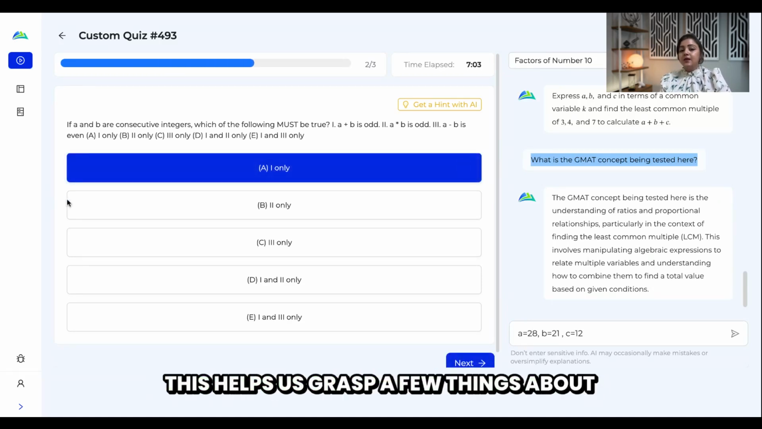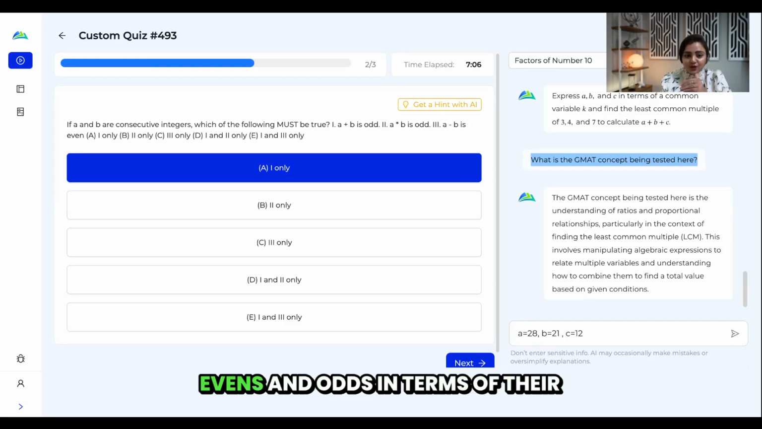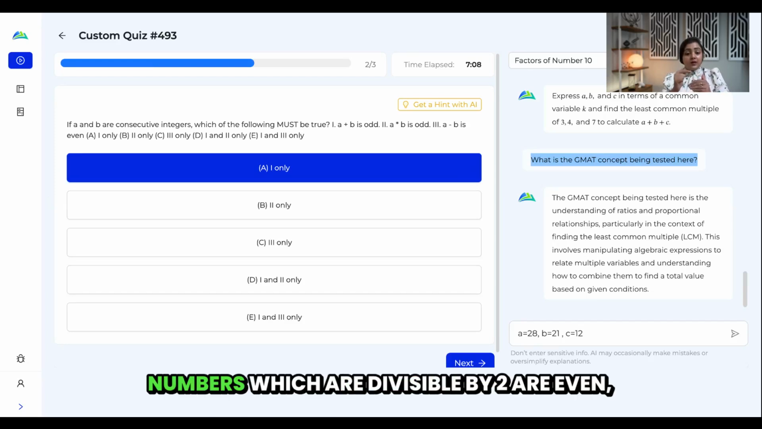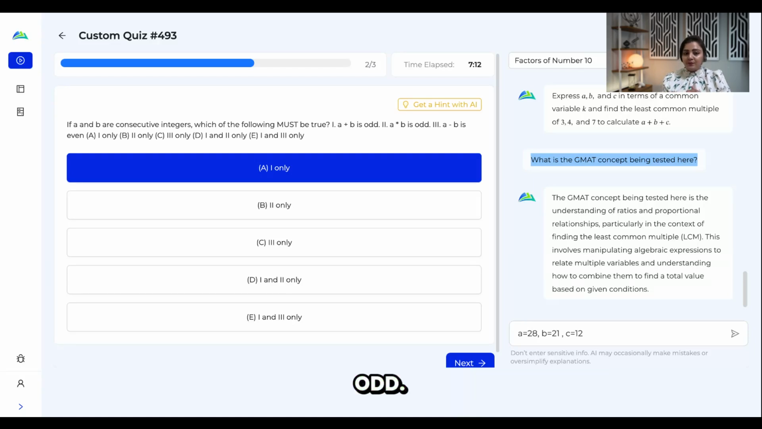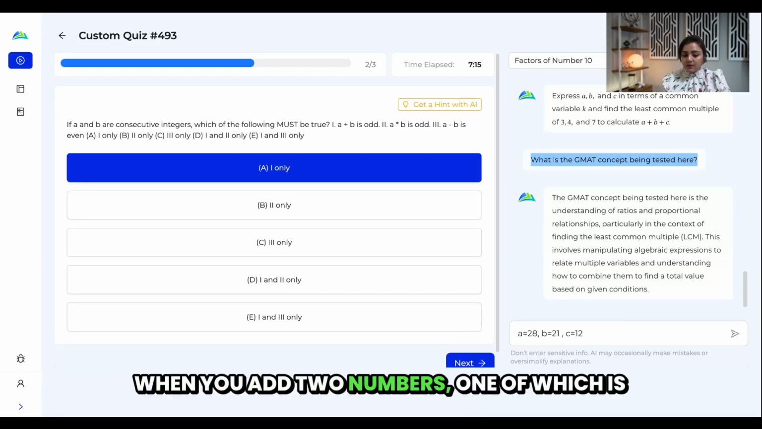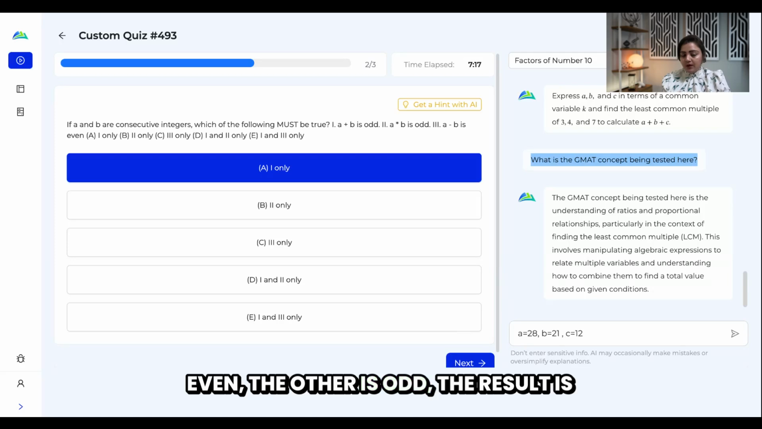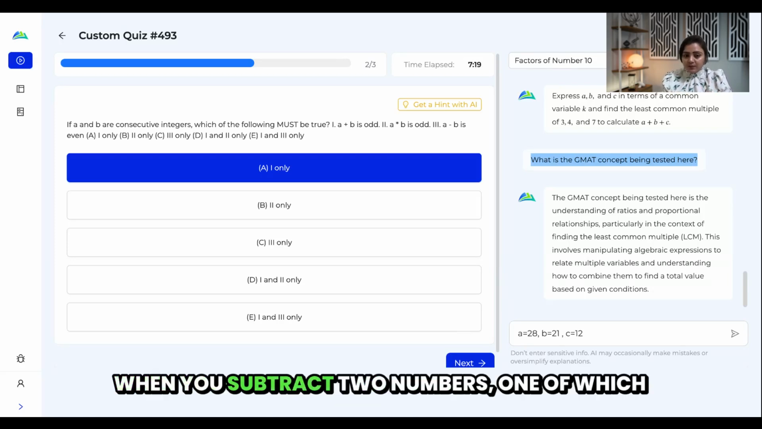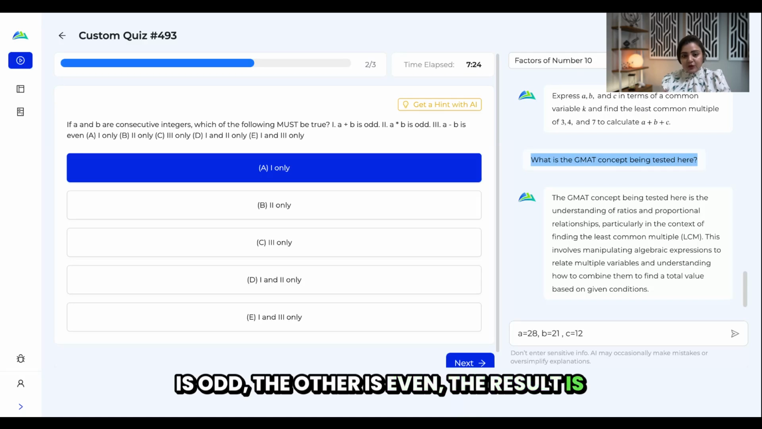This helps us grasp a few things about evens and odds in terms of their properties. Numbers which are divisible by 2 are even. Numbers which are not divisible by 2 are odd. When you add two numbers, one of which is even, the other is odd, the result is always odd. When you subtract two numbers, one of which is odd, the other is even, the result is always odd.